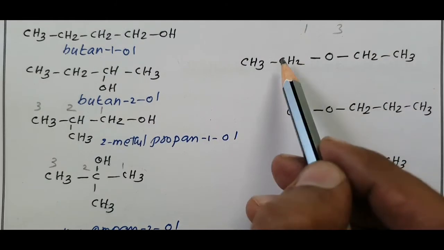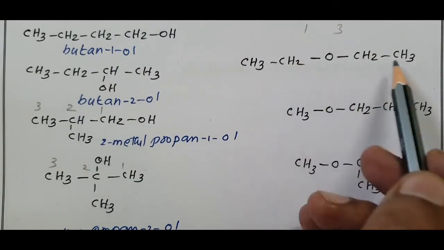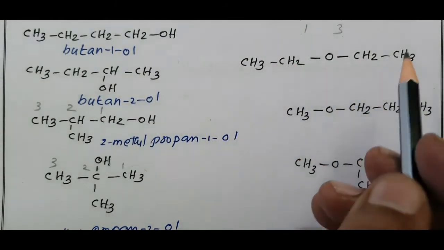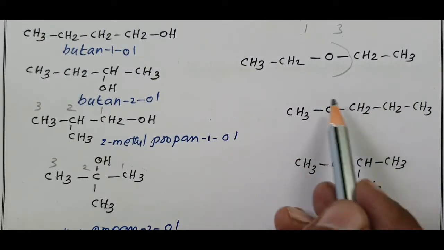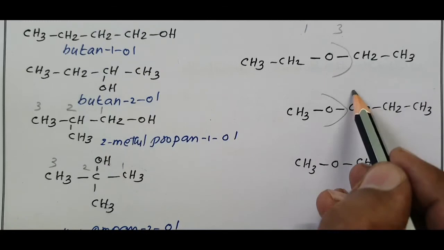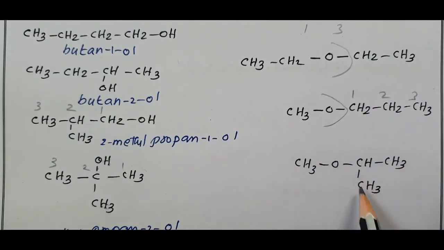I select the number of carbon atoms; they are the same on either side of the functional group. So select any one of the alkyl groups as the parent. Here 3 carbon, this is the main chain, 1, 2, 3. Now I write the IUPAC name of all the 3 compounds.